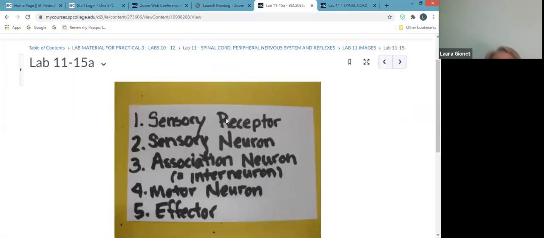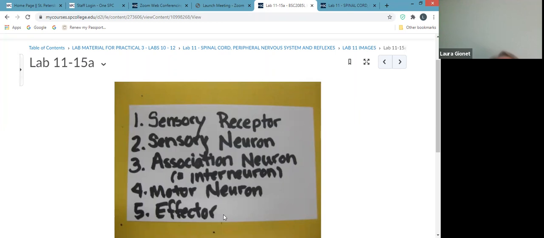So we have the sensory receptor, the sensory neuron, the association neuron or interneuron, your motor neuron, the effector. But what's good about that model is you can see where the cell bodies are located. So you go, oh, that's why they keep saying sensory neuron cell bodies are located in the dorsal root ganglion. Oh, I can see the bump region there.